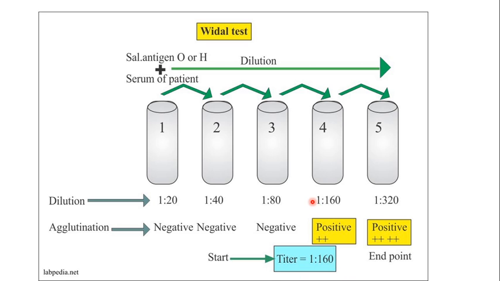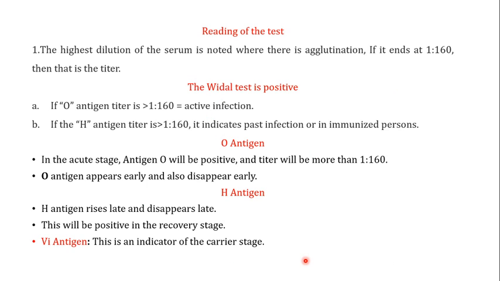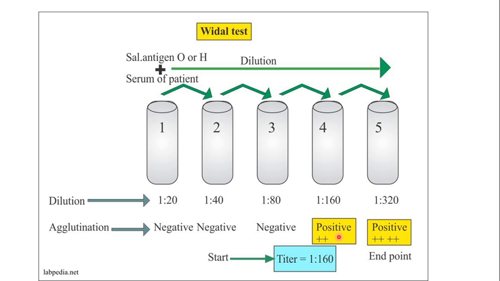For example, if you are getting agglutination in the 1 in 160 dilution, that is considered as the titer, and the titer in this particular case will be 1 to 160. So the dilution at which the agglutination starts is considered as the titer. If you talk about the interpretation of the Vidal test, when you go for the reading of the test, the highest dilution of the serum where there is agglutination is noted. If it ends in 1 to 160, as you can see over here, that will be considered as the titer.